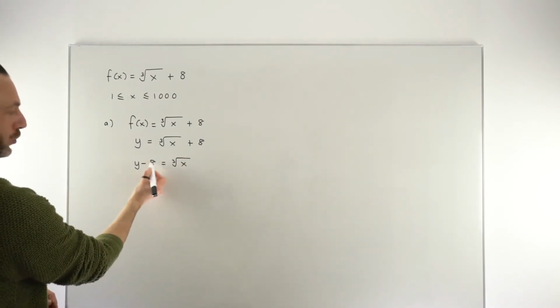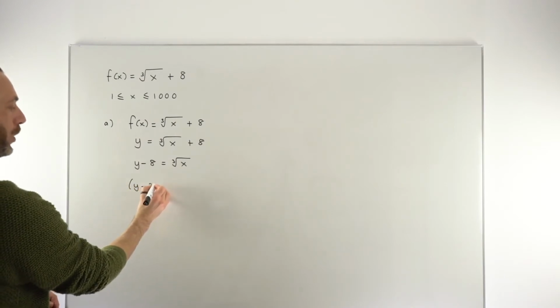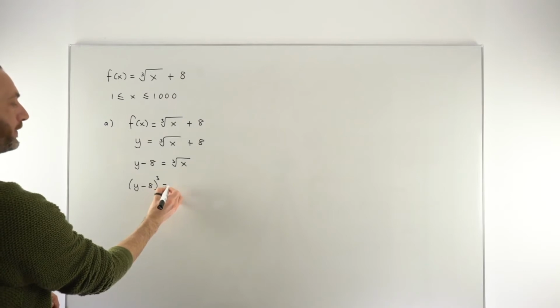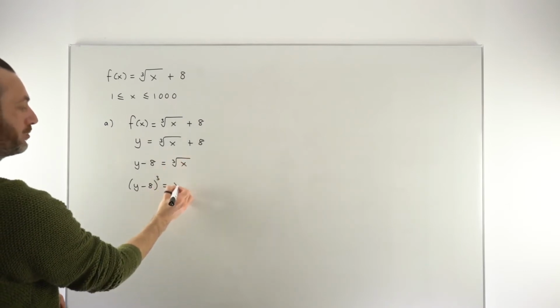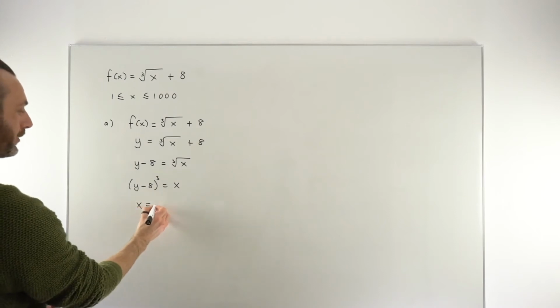Because we've got two terms here on the left hand side, we're going to have to put that in a bracket, y minus 8 all cubed. Cubing the right hand side just gets rid of the cube root, that leaves you with x. You could spin that around if you like to make x a subject on the left.